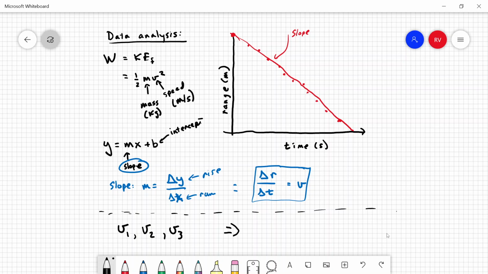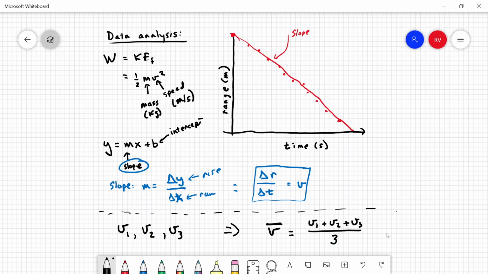And how do we do that? Well, V average, where the little bar above the V means it's the average, will be equal to V1 plus V2 plus V3 all over the number of points that you're averaging together, which in this case is 3. If I had a fourth velocity, I would have plus V4 and divide by 4. And that will be your average velocity.